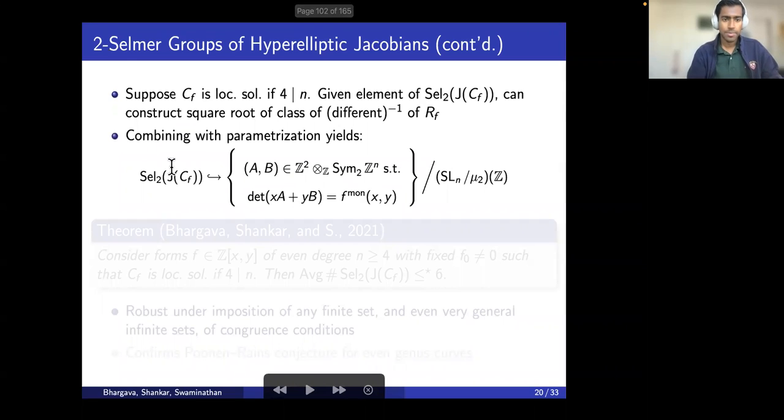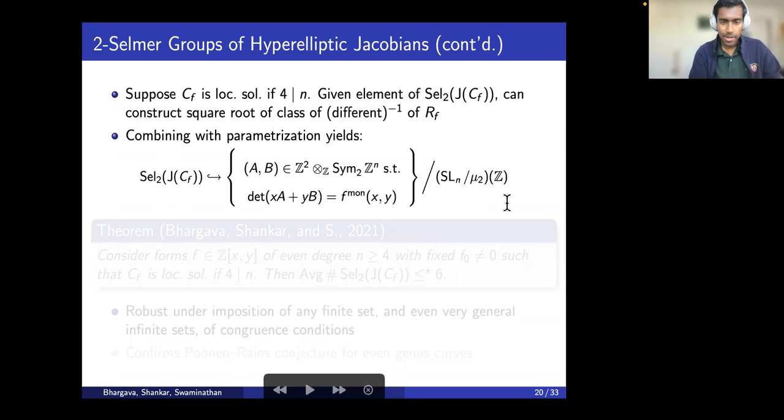So combining it with the parametrization, we find that the 2-Selmer group of the Jacobian of C_f naturally maps into the set of pairs A, B of n by n symmetric integer matrices such that the determinant of xA plus yB is equal to f_mon rather than f(x,y). And again, the relevant group action is SL_n mod mu_2 of Z.